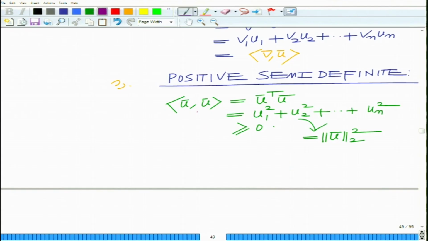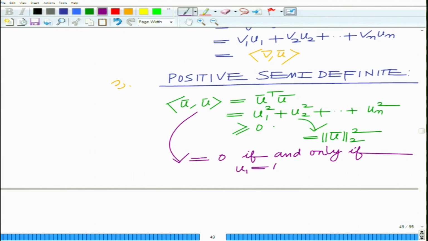In fact, it is equal to 0 if and only if the sum of the squares is 0, which means each of the components is 0, U1 equals U2 equals Un equals 0, which means U bar equals 0. So, it is positive semi definite, that is, the inner product of U bar with itself is always greater than or equal to 0, and it is 0 only when the vector U bar is identically 0, alright.